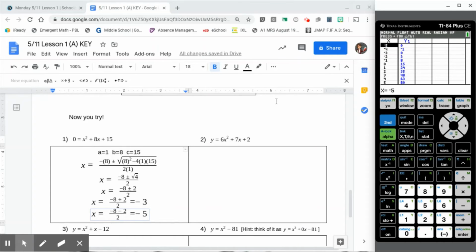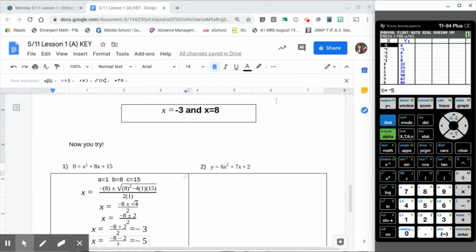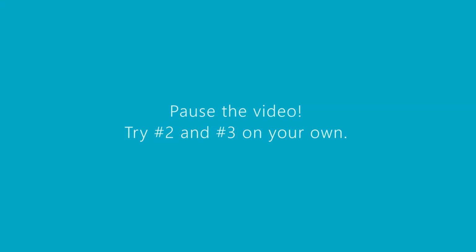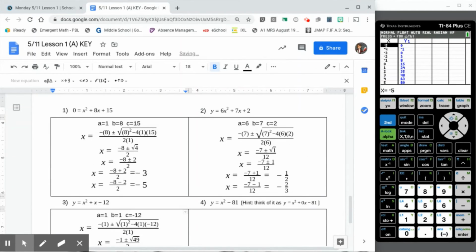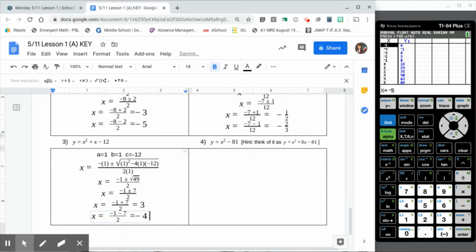Okay, so what I want you to do right now is try 2 and 3 on your own. All right, check your work with my work. I'll scroll up a little bit so you can see number 2. Those were both fractions. Make sure you always put your answer as a simplified fraction. And number 3, we got 3 and -4.